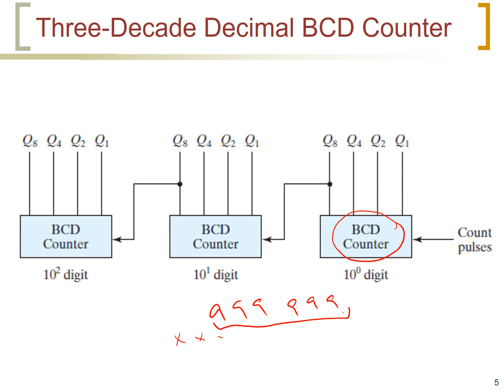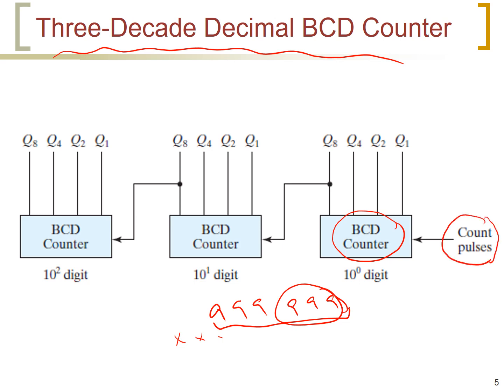If we look at a 3-digit counter, we call it a 3-decade decimal counter. We need 3 of the counters that we have just seen. So what do we do? We connect the count pulse to the least significant digit, and then Q8, when it makes a transition from 1 to 0, we connect it as input to the next digit. Same thing here, Q8 will be connected to the input of the next digit. So the way it works, this counter will count 0, and then 1, until 9. So after 9, it will go back to 0.